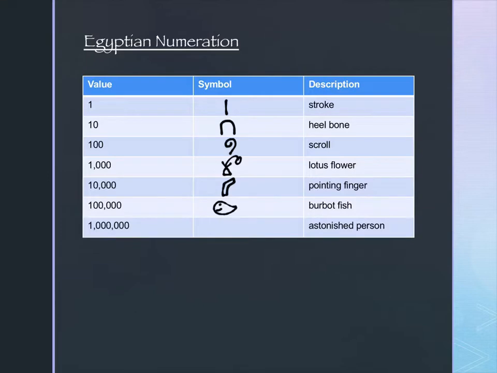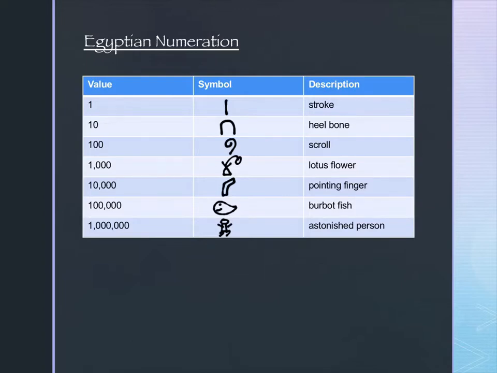And the last one, worth $1 million, is an astonished person. And obviously he's astonished if he's worth $1 million, right? You bet. Again, this is a different looking symbol depending on the resource you use. And so we'll use the symbol that our book uses, which looks something like this. Excited.